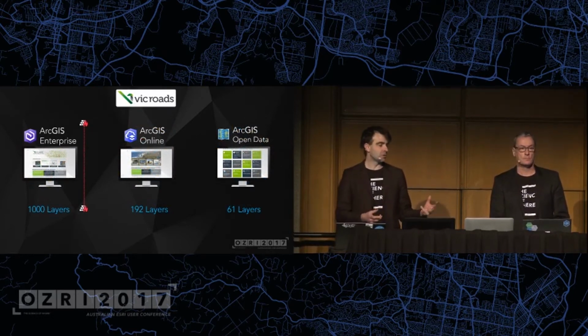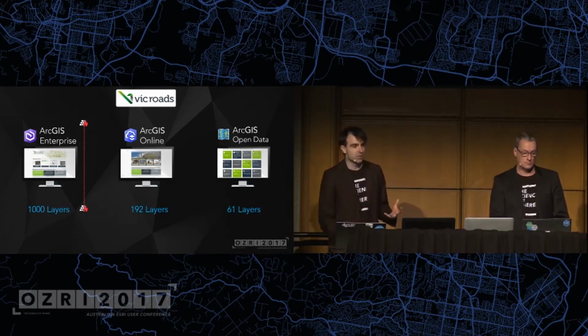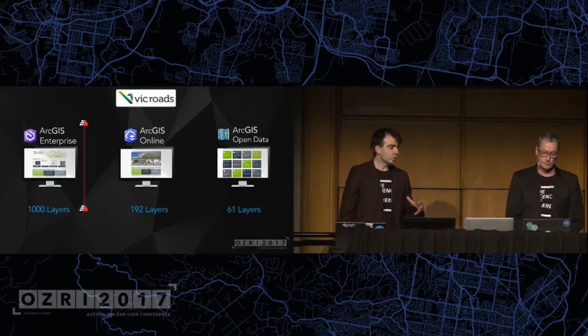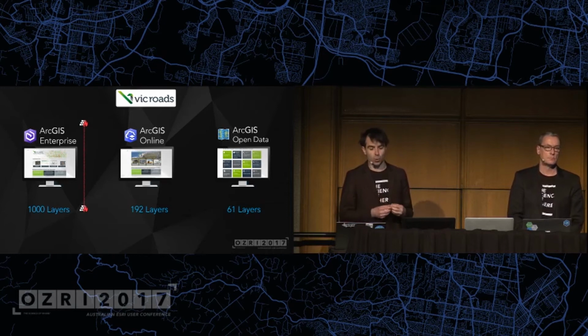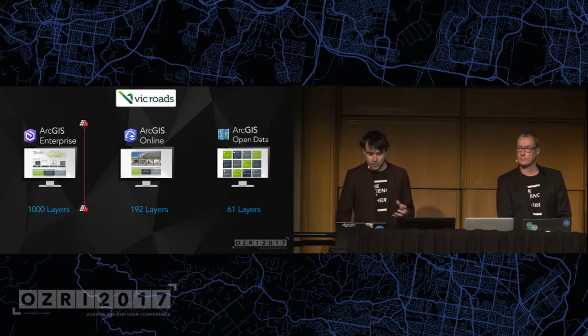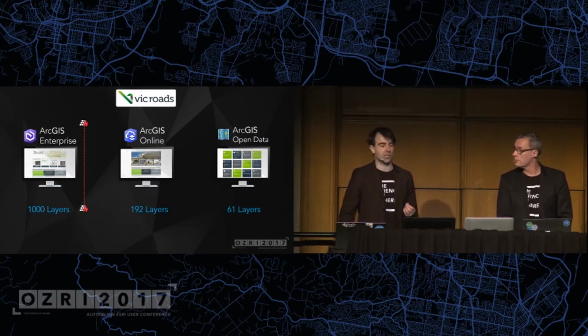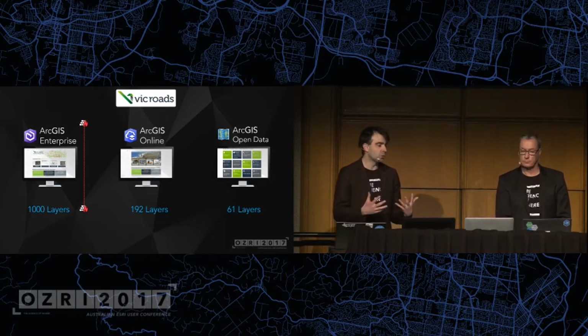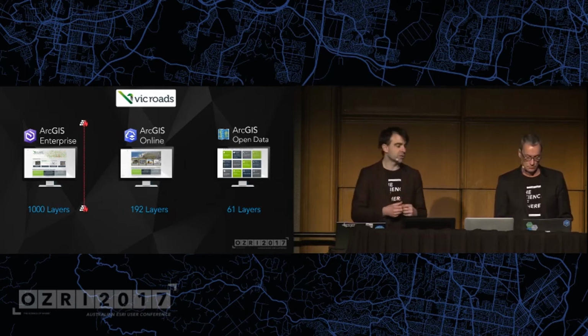So VicRoads, this is the Traffic and Roads Authority down in Victoria. They've kindly let us use some of their data to show a workflow that will hopefully resonate with some of you, and that's syncing data between separate portals. Now, internally, they make use of ArcGIS Enterprise. This is the new name for ArcGIS for Server. This is behind the firewall, where they have a range of maps and apps for their internal staff.